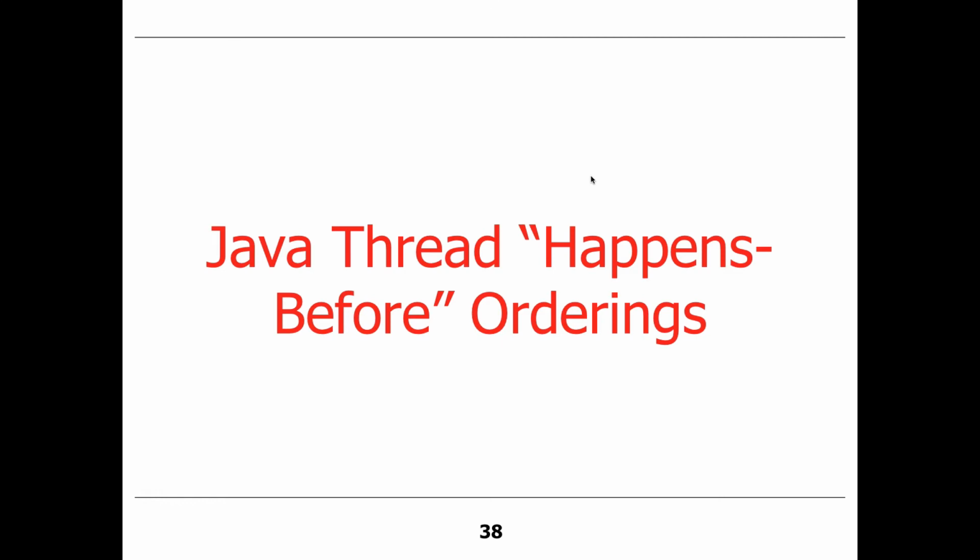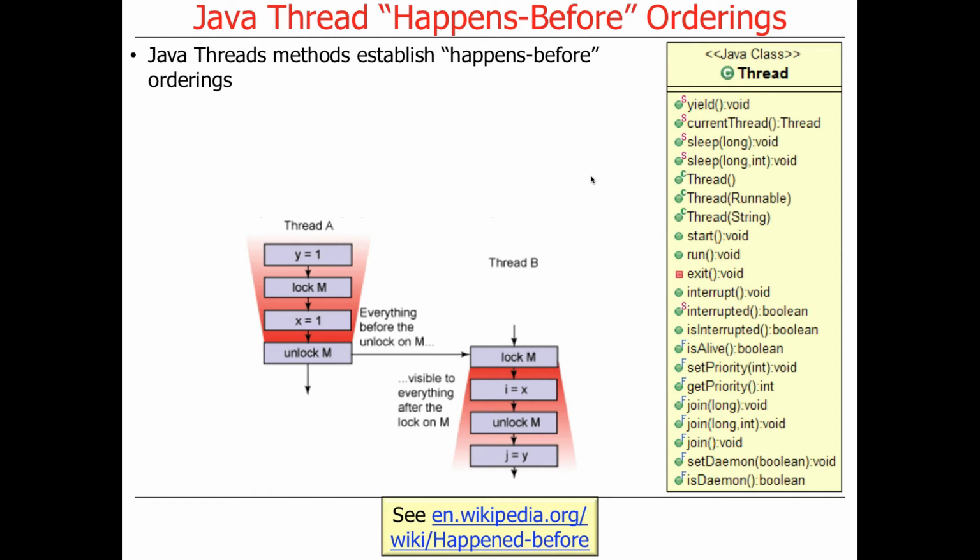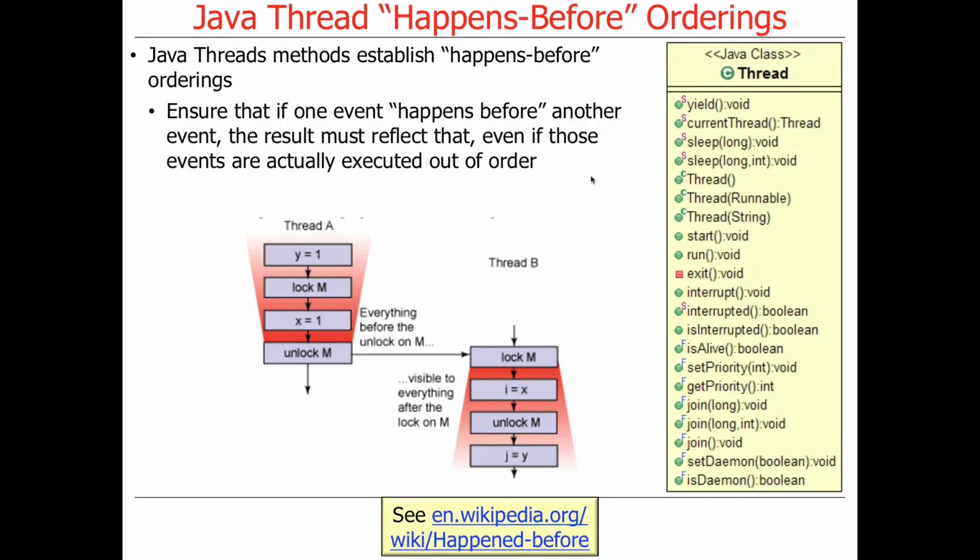The last part of this lesson I want to talk about is something called happens before orderings, which is a very mysterious set of things, and I'm going to try to demystify them a little bit. So the methods in Java threads can be used to establish happens before orderings. And we'll take a look at what this means in a second. For more information about the happens before relationship and happens before orderings, take a look at this link. It'll give you more detail about that. And you'll see this little example here I'll show throughout this.